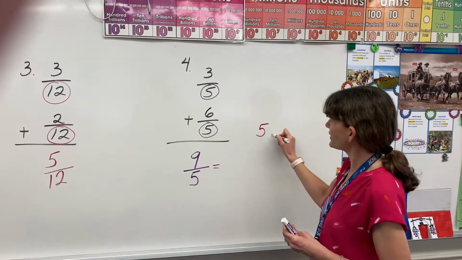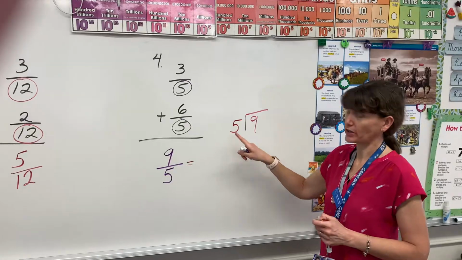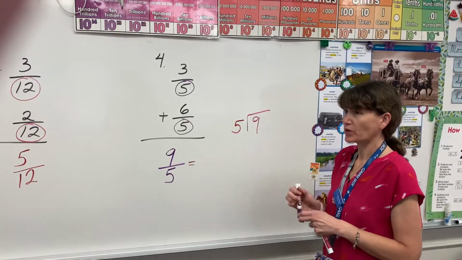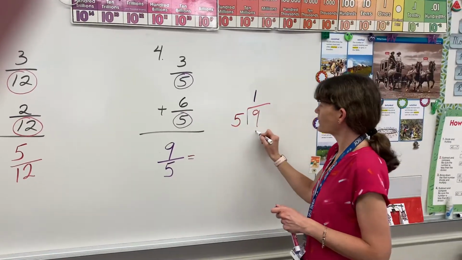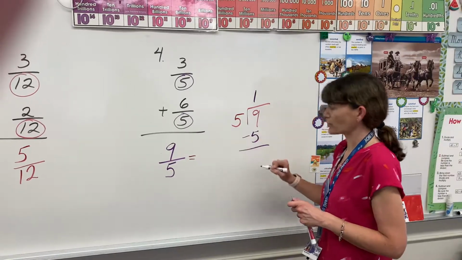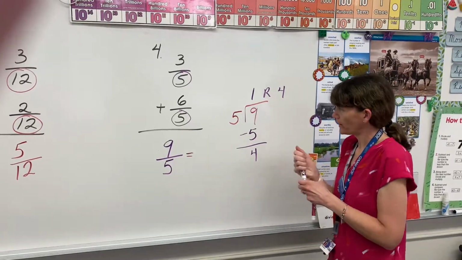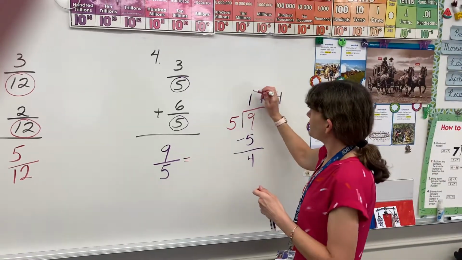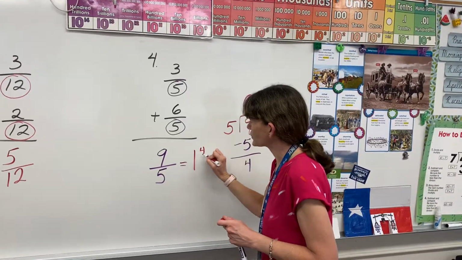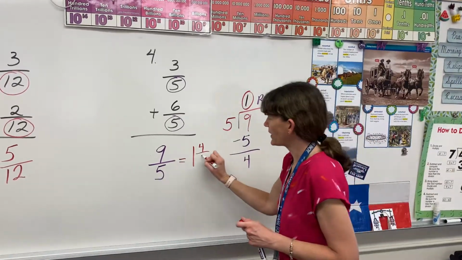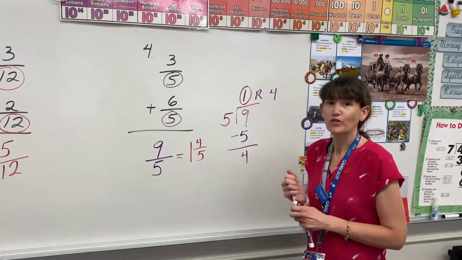So we divide the numerator by the denominator. Long division skill. How many times does 5 go into 9 without going over? Just the once. 1 times 5 is 5. So subtract, and then my remainder is 4. So remember how this worked? The big number now becomes your whole number, your remainder becomes your numerator, and your denominator does not change. So 9/5 becomes 1 4/5.